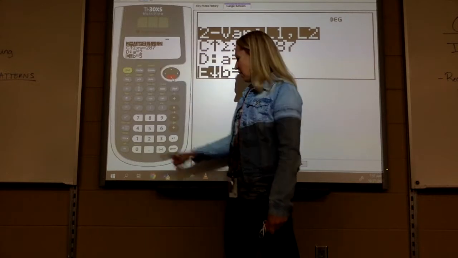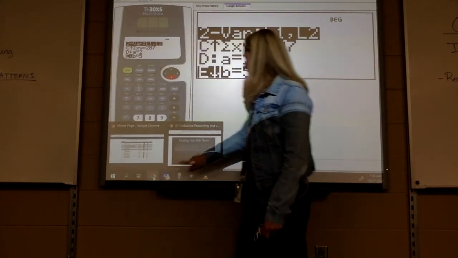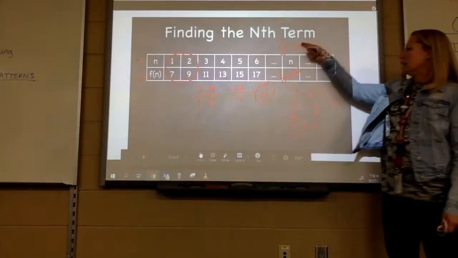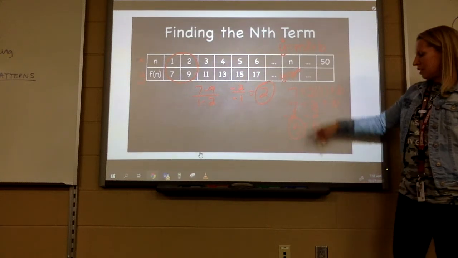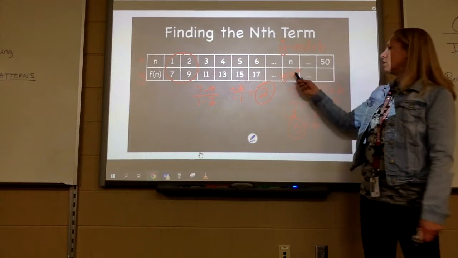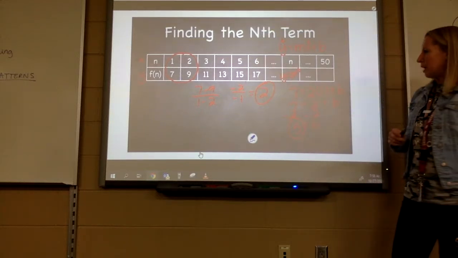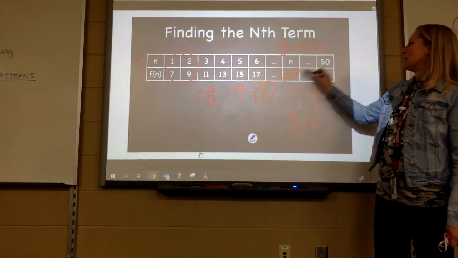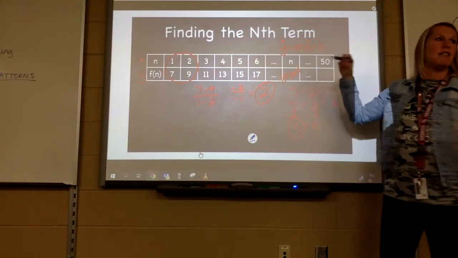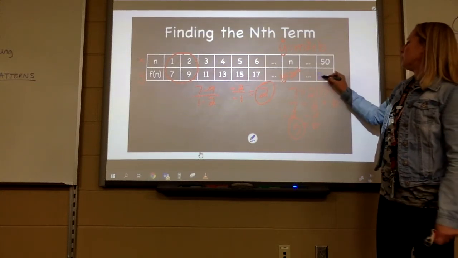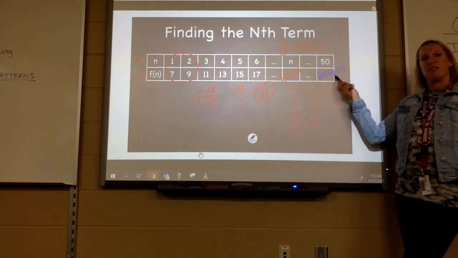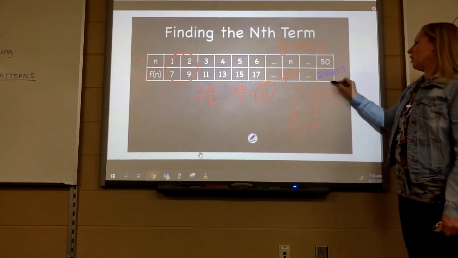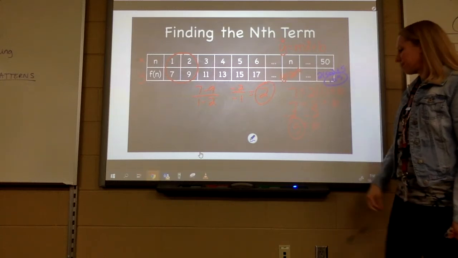A is 2 and B is 5. What did we find when we did it? M was 2 and B is 5. So the calculator gave us our slope and our y-intercept, our b. Once you have that, we're just going to plug 50 in to find the 50th term. So it'd be 2 times 50 plus 5. 2 times 50 is 100 plus 5, 105.